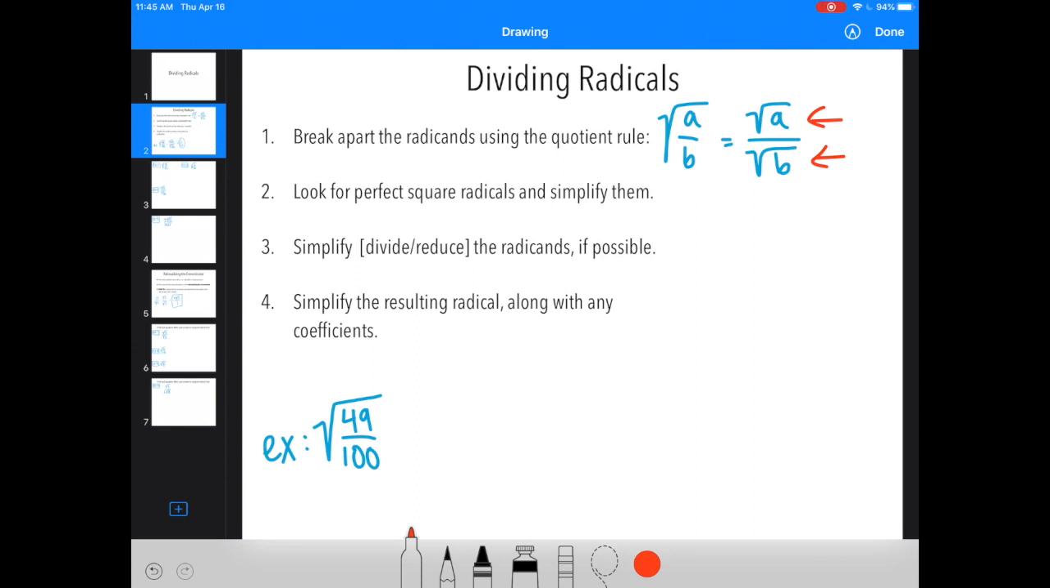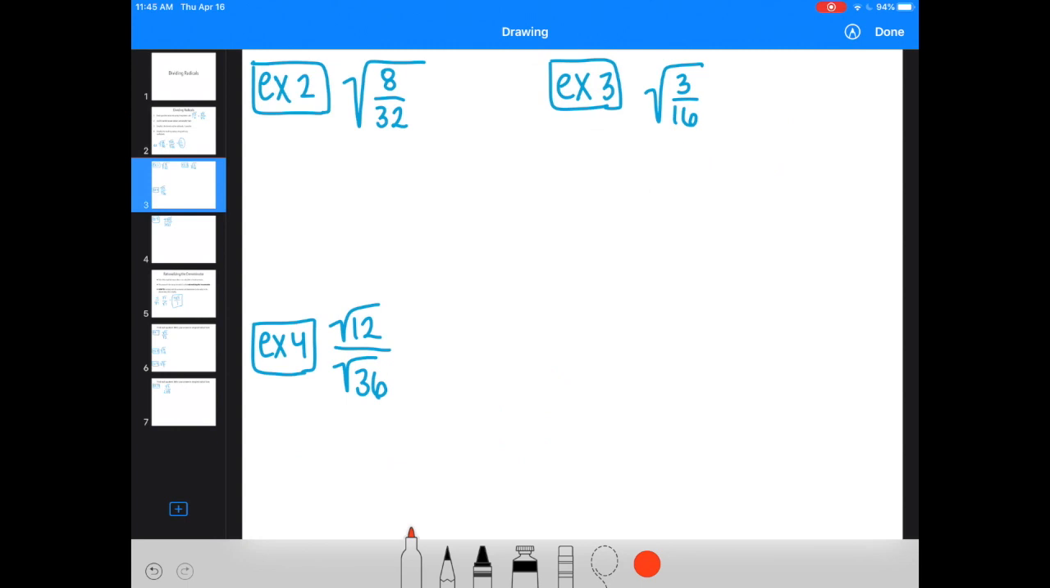So we're going to dive into what happens if we get a radical in our denominator in a bit, but let's first practice dividing radicals, just in general first. So I have that example at the bottom. I have the square root of 49 over 100. My first step is to break that up into the square root of 49 over the square root of 100. Luckily, those are both perfect squares, so I am just going to simplify and get rid of my radical because the square root of 49 is 7 and the square root of 100 is 10. Booyah! All right, let's look at some more examples.